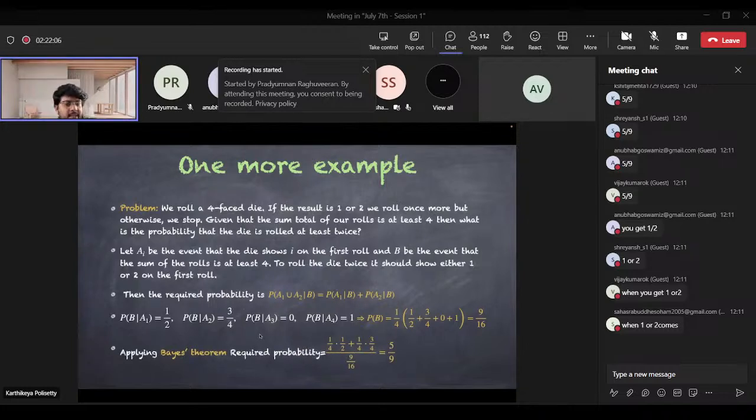So now we are applying Bayes theorem. What is the required probability? That is 1 by 4 in the numerator, the first term in the numerator, 1 by 4 into 1 by 2. That is, you get 1 in the first row, and the probability you get at least 4 when you get 1 in the first row, which is P of B given A1, which is half. So 1 by 4 into 1 by 2. Similarly, the second term indicates when you get a 2 in the first row, which is 1 by 4 times 3 by 4. So the required probability is 5 by 9. Is this clear?